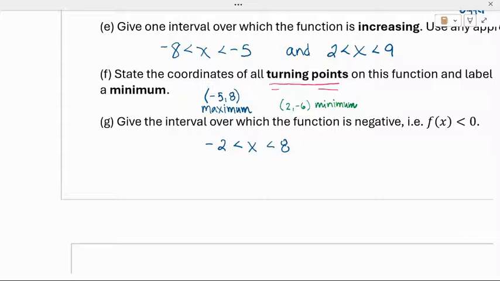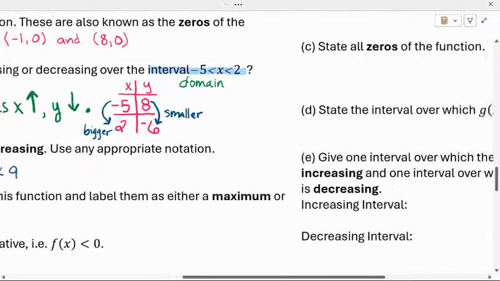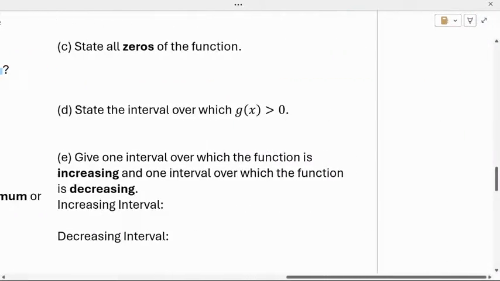Thoughts? Have you guys ever dissected a graph like this before? Thought about all the pieces of it, what it's doing? Some of you yes, some of you no. Okay. So let's go look at example number 2.